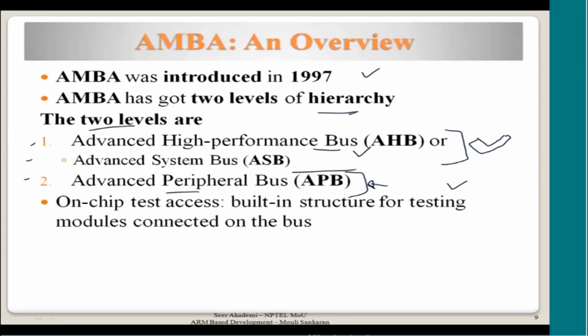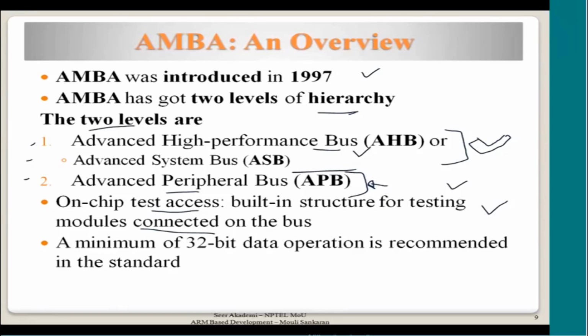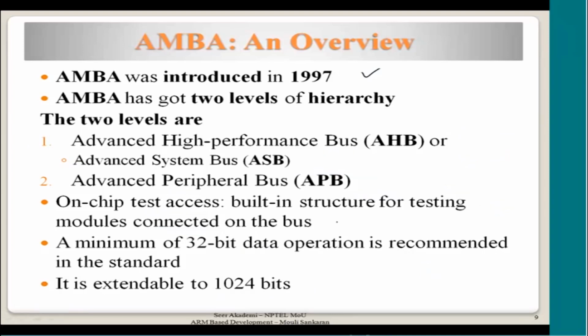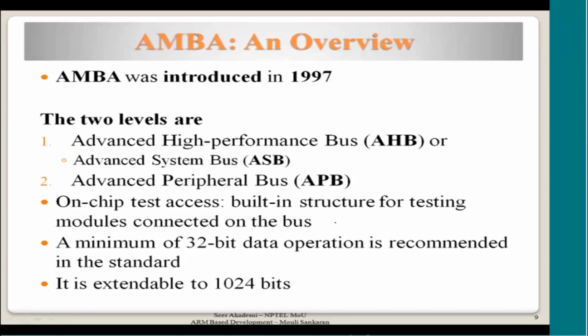On-chip test structure is very important, which I mentioned: a built-in structure for testing modules connected on the bus. This helps in time to market. A minimum of 32-bit data operation is recommended in the standard, and it is extendable to 1024 bits. Minimum of 32-bit is recommended, but you can also provide an 8-bit data bus. So this is the high-level overview of AMBA.